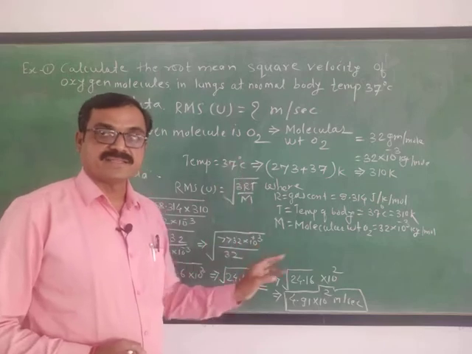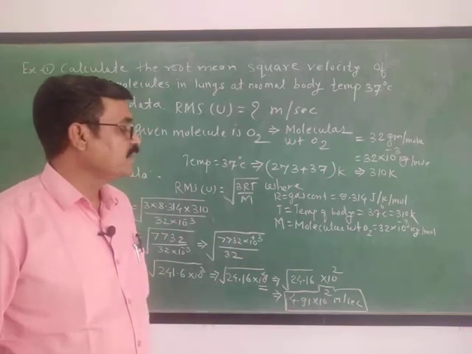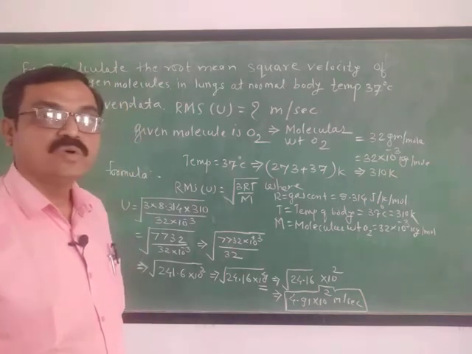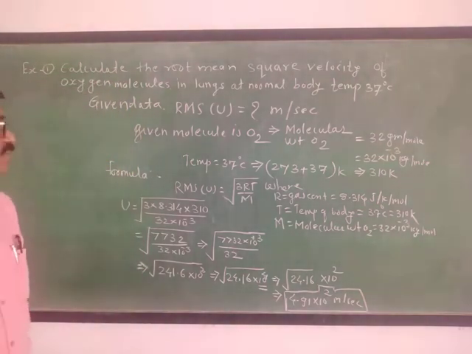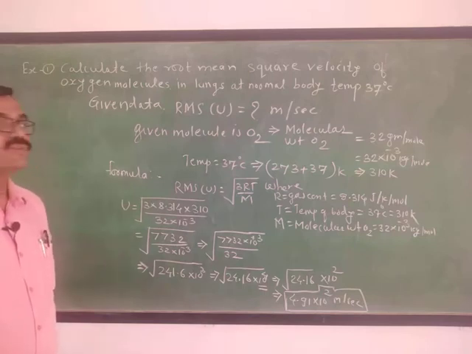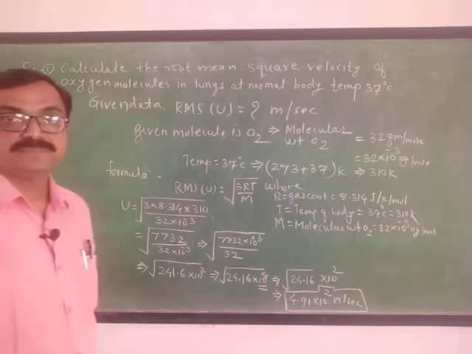Since all is in the SI system, the final answer is 4.91 into 10 raised to power 2 meter per second. It is the calculated value of the RMS velocity when an oxygen molecule is in the lungs at normal temperature, 37 degrees Celsius.